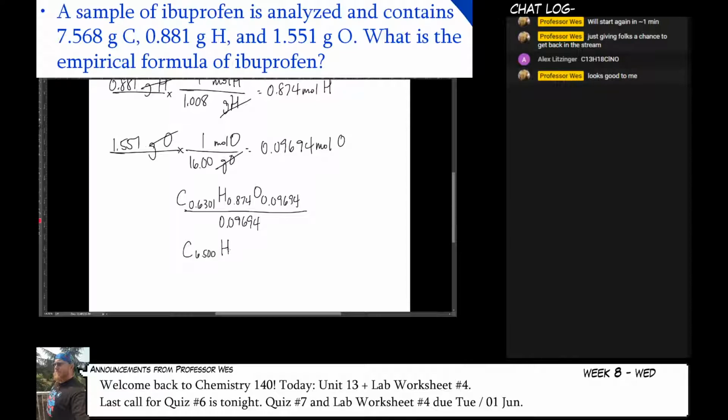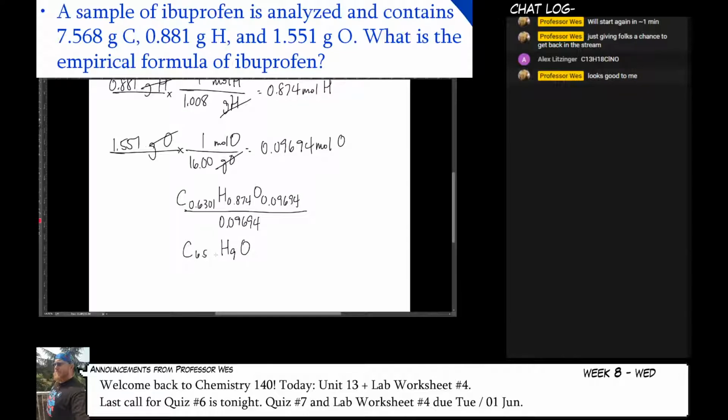I didn't type in a number. This calculator might be time to replace my old TI. I got H 9.01, which we're just going to leave as 9. That one's close enough. And then O.